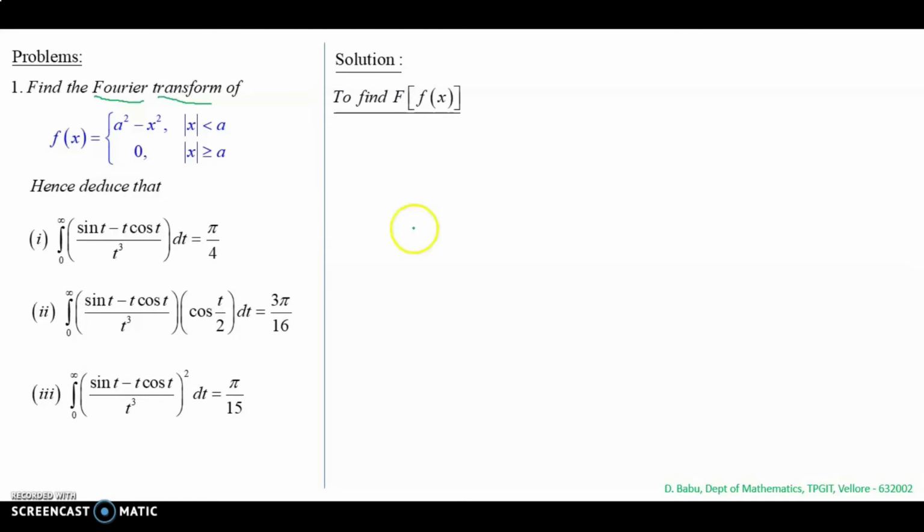So what is the formula for Fourier of f of x? Fourier of f of x equals 1 divided by square root of 2 pi, integration from minus infinity to plus infinity of f of x e power i s x dx. Let's see the range for f of x. Here the limit is minus infinity to plus infinity, which can be split into three parts.